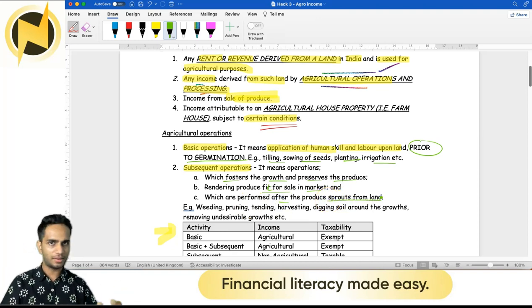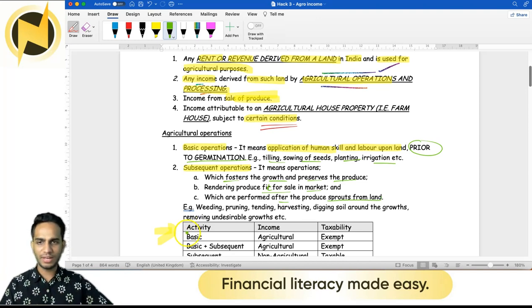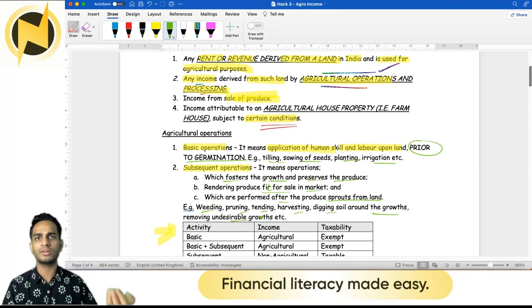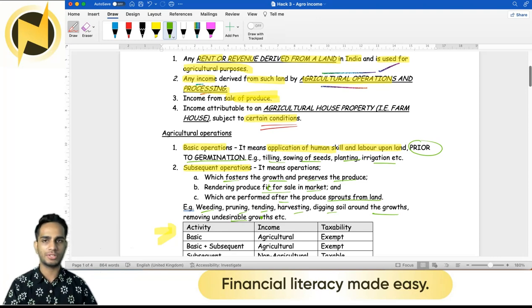So I planted, and everything up to planting is basic operations. Now the plant starts growing. I'll take up a lot of new activities. I'll do things like weeding, which is taking off unnecessary growths. Pruning is like cutting and shaping. Tending, harvesting, digging soil around it so that you can collect water. Removing undesirable growths. Things that you do to make sure your plant grows properly. So that's what you mean by subsequent operations.